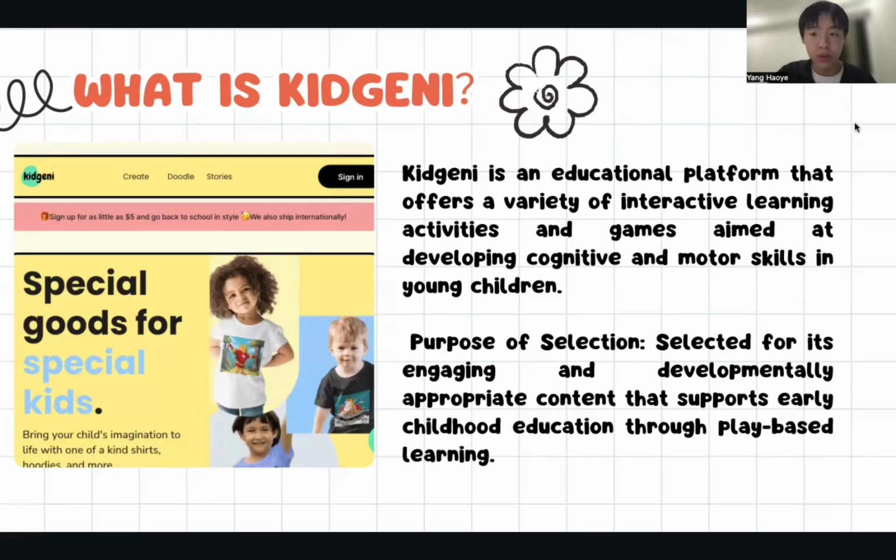KidJanai can also generate stories, books, art, doodles, and praise. These are all the features, and it also includes a progress tracking system that allows teachers to monitor each student's performance. In this way, educators can identify areas where students need extra support and adjust their teaching accordingly.